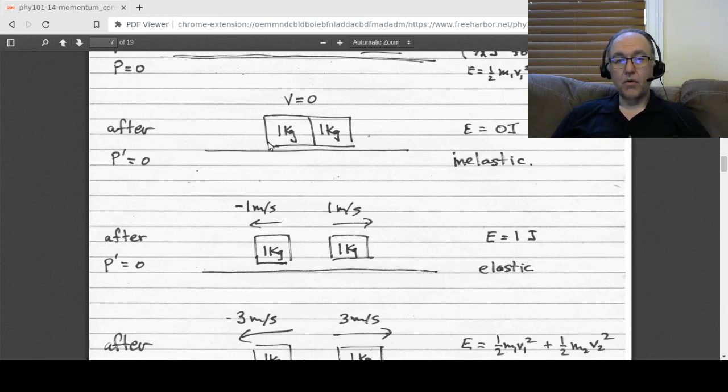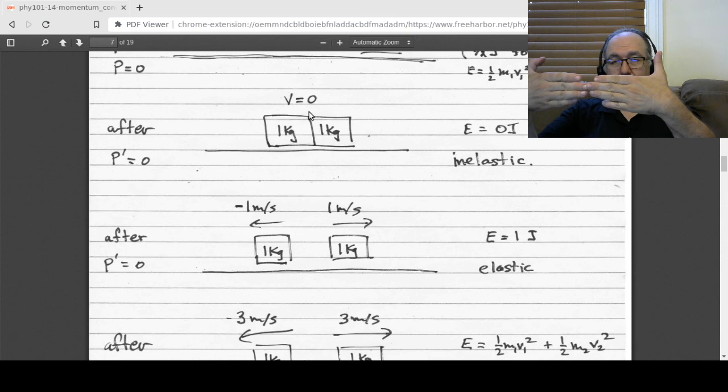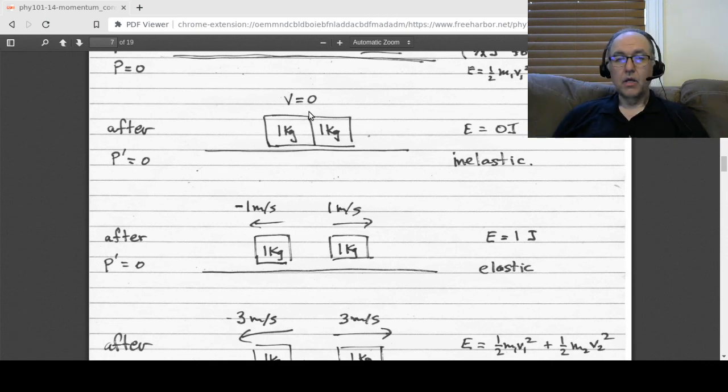So here, after, both masses collide and they stick together, and they're moving with 0 velocity. Both masses were coming in like this, and they collide, and they just stop. So what's the total momentum after? 0. It has to be, because the total momentum before was 0, the total momentum after has to be 0. So P prime is 0. What's the energy now? Well, neither of the masses are moving. So if you do 1/2 mv squared for each of the masses, you're going to get 0. 0 plus 0 is 0 joules.